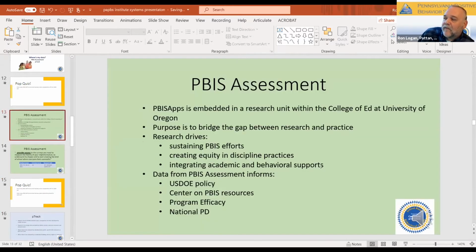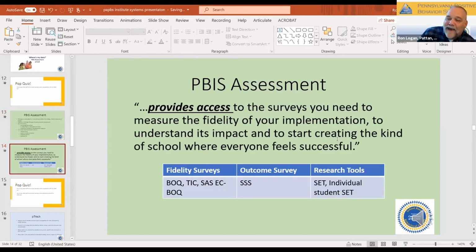We have two data systems that we use in Pennsylvania. We have PBIS Assessments, which is where we go to get our measures. It's part of PBIS Apps coming out of the University of Oregon. They really look to bridge the gap between research and practice. They develop PBIS, sustaining PBIS efforts, looking at the different supports and practices, and they influence some of the national resources. PBIS Assessment provides access to the tools. And I think that's a really important piece because, for instance, I at the state level cannot get into PBIS Assessments to see all of the information from all of the different schools.